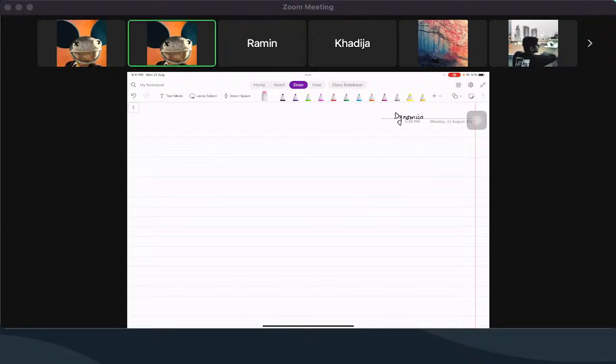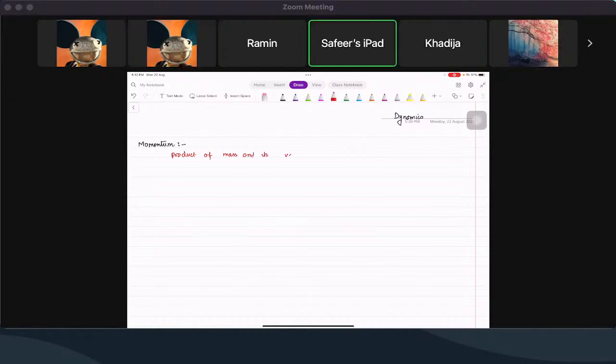Okay, so the first thing we're going to do is called momentum, and momentum is basically the product of mass and its velocity. All right.